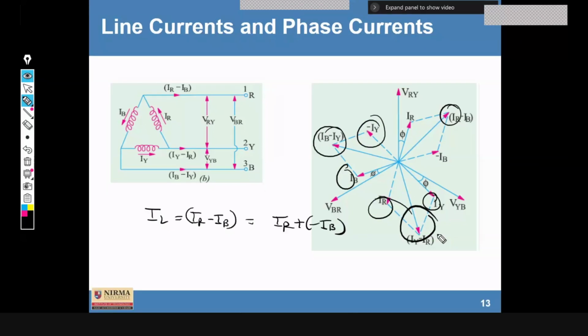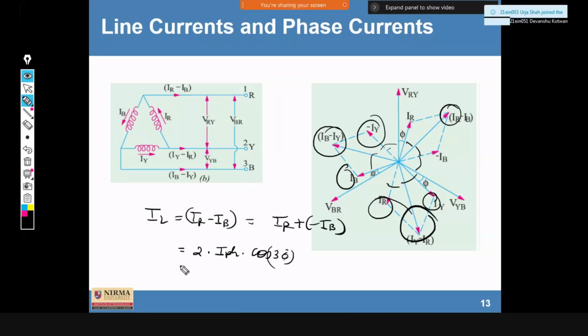Now, can we write an expression again? Because again there are different angles, this is 30, this is 30, all 30-degree angles are there. If we consider the magnitudes equal, considering balanced load, we can write 2 times IPH into cos 30. So in one case it would be cos minus 30, and in one case it would be cos plus 30.